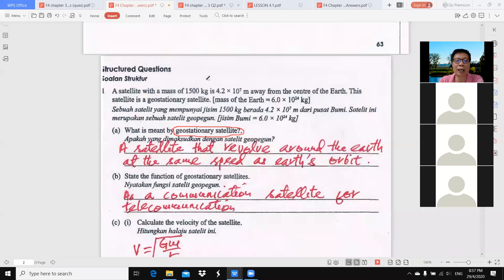Let's say you want to make a phone call. All your phone call must go up to the satellite from here, then come back to KL. Or go up to the sky first. Okay, this one is very expensive. Calculate the velocity of the satellite. This is the velocity of the satellite, not escape velocity.